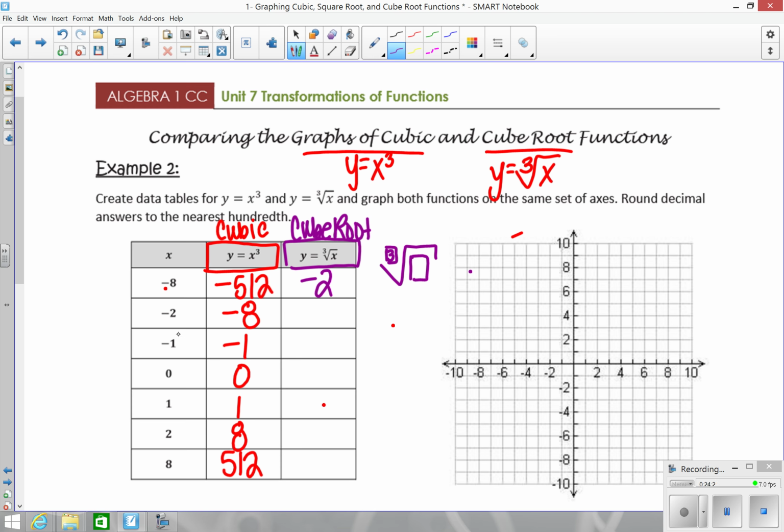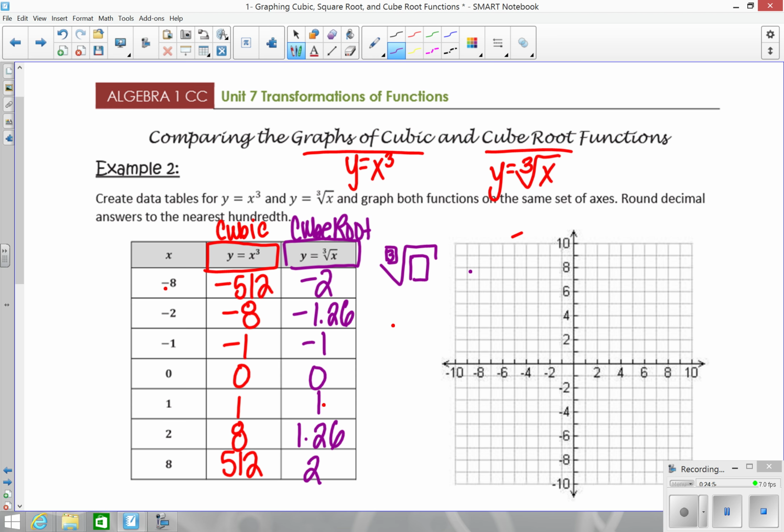Next one, if I take the cube root of -2, you're going to get a decimal for this, so -1.26 is what I got. That's because you'd have to multiply -1.26 something by itself 3 times to get -2. It doesn't come out to a nice rational number. Next one, -1, 0, we get 1, 1.26, and we have 2 as the last one. So again, you see some similarities in the table, so we'll talk about that in a minute.